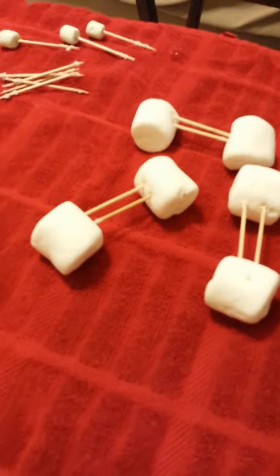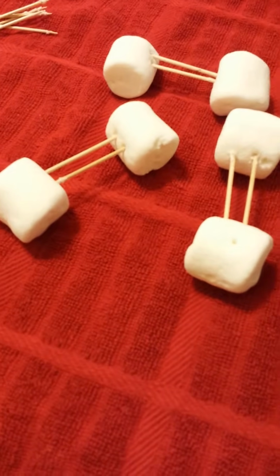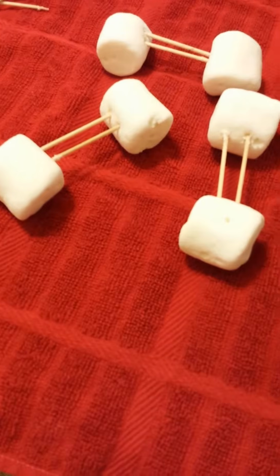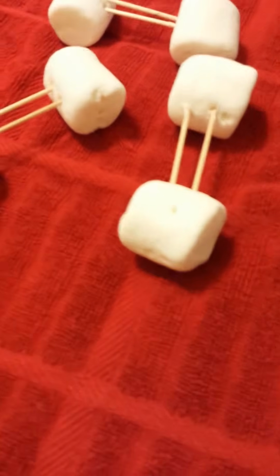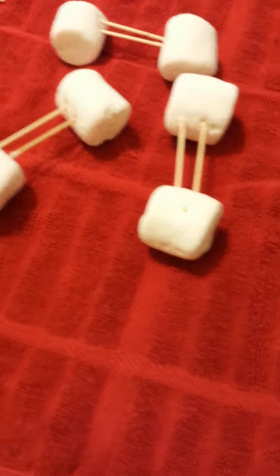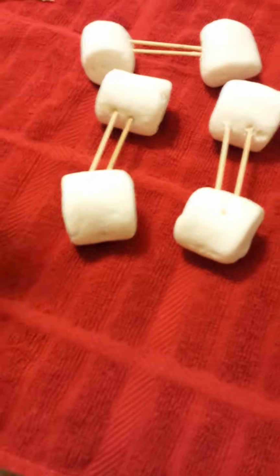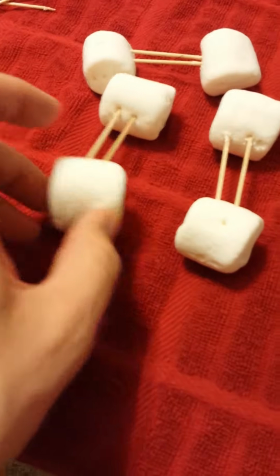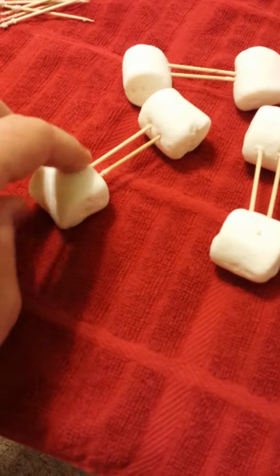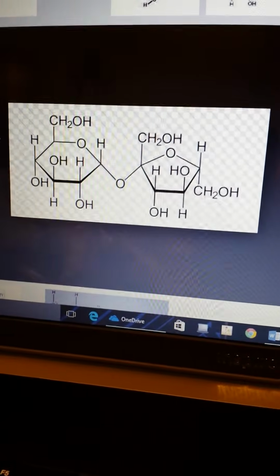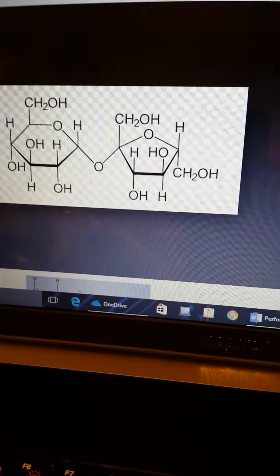And along that same train of thought, it is really hard to demonstrate how individual atoms are not attracted to each other, like helium, because with marshmallows you just have a round structure. Another issue you can come up on is trying to demonstrate very complex structures like sucrose.